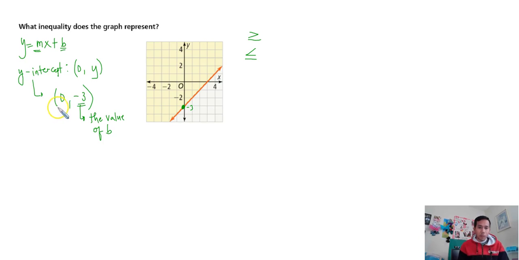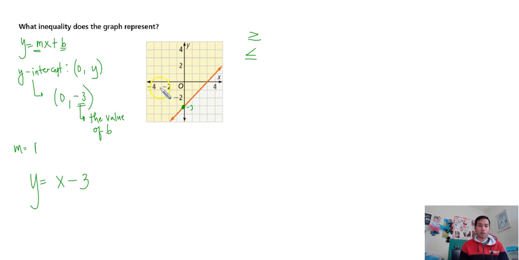Now, what will be our slope? So take a look at the slope. It's 1, 1, 1, 1. So the slope is 1. Therefore, the graph represents y is equal to x minus 3. Okay? This is the equation of that line.